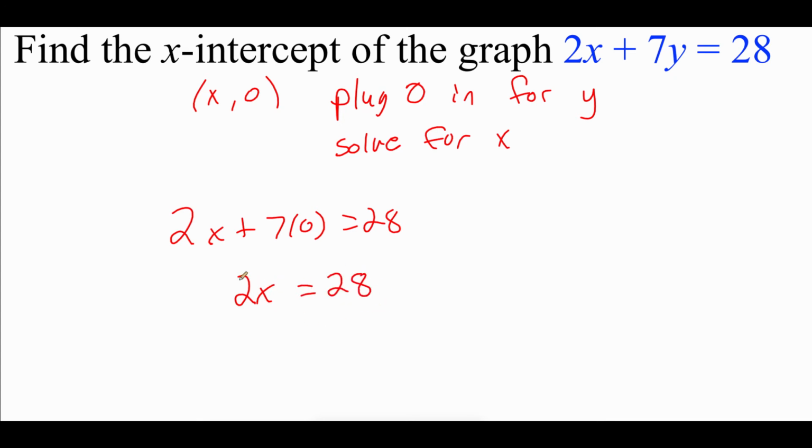Now, if I want to get x alone, I have to get rid of that 2 that's in front of the x. So I'm going to divide both sides by 2 to cancel that out. So I'm going to get x equals 14.